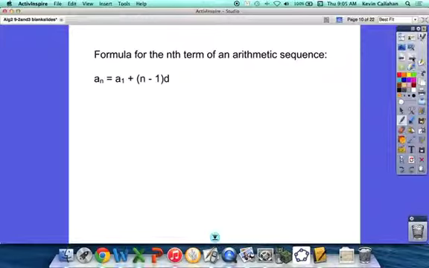There's going to be an n in your formula, so you're not plugging in for the n. You're plugging in for the a1, the first term, and d.